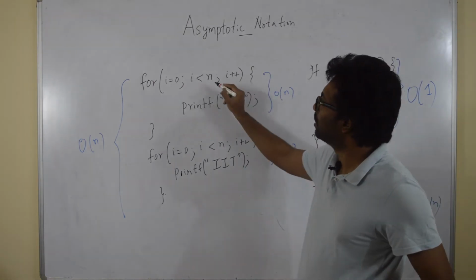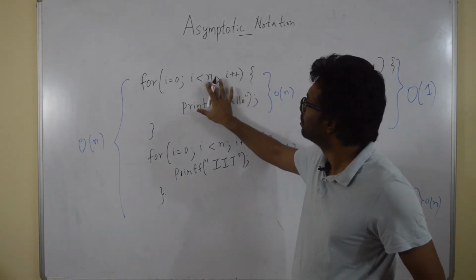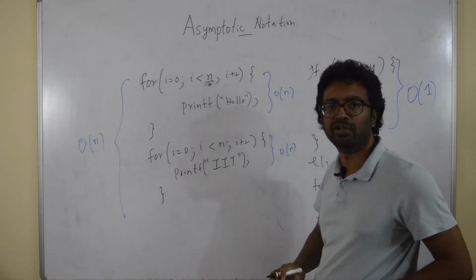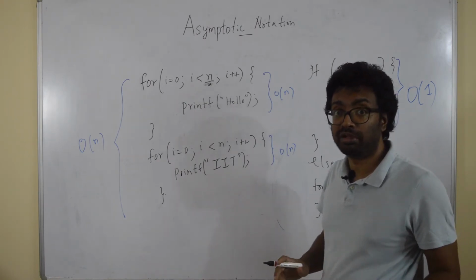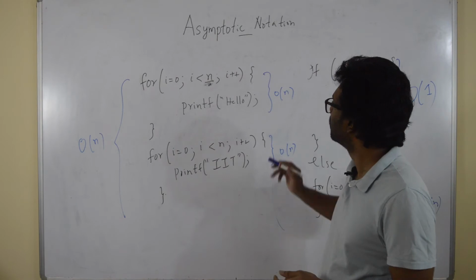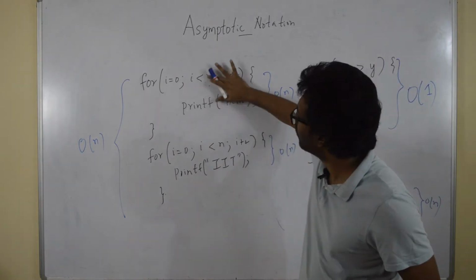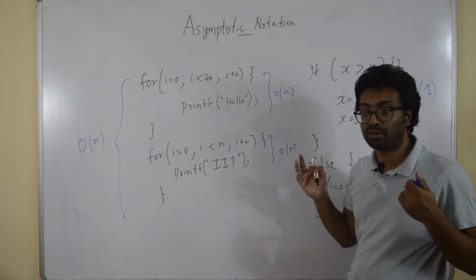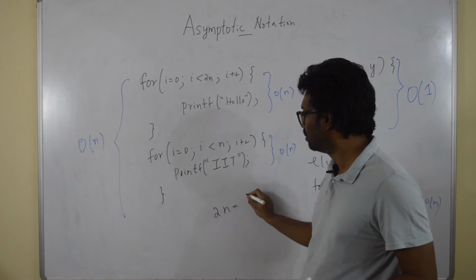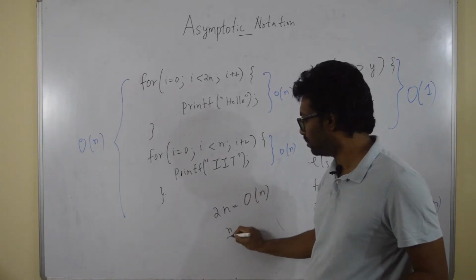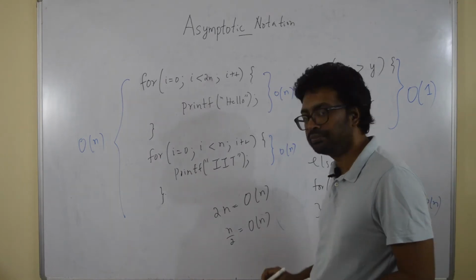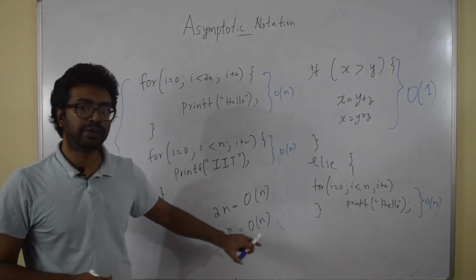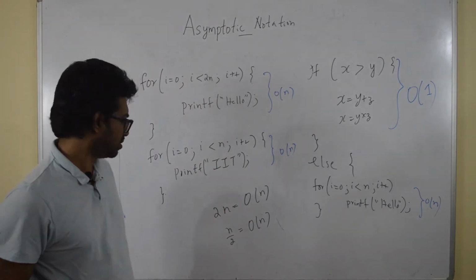I'm going to change it a little bit. Rather than n, I'm going to write n by 2. So this is i equal to 0 to i less than n by 2. Then what can I say? N by 2 is also order n. What if I had written i less than 2n? We know 2n is also order n. N by 2 is also order n.